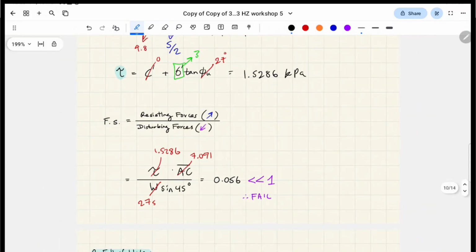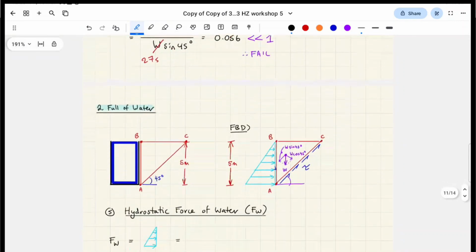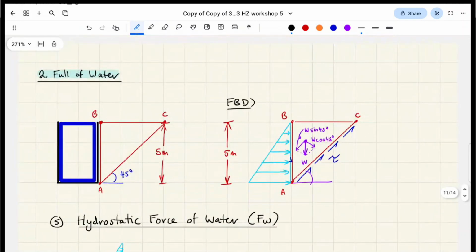Does anyone have questions right now? Now let's talk about what happens if our vertical drain is full of water. So this whole thing's water.